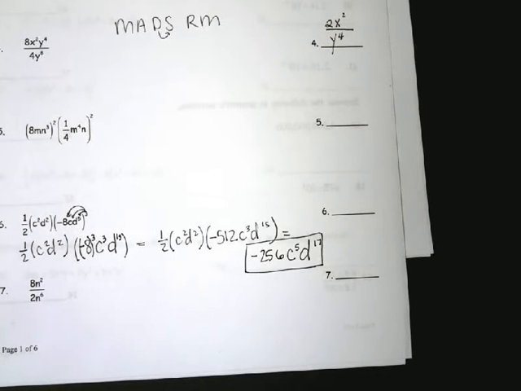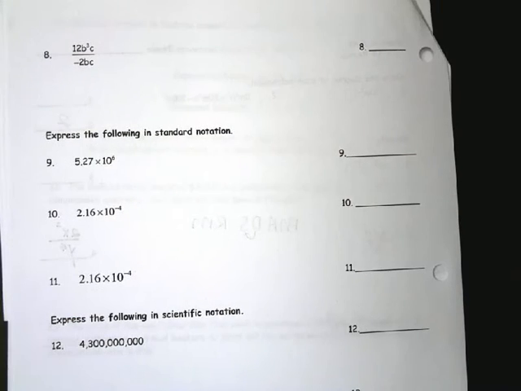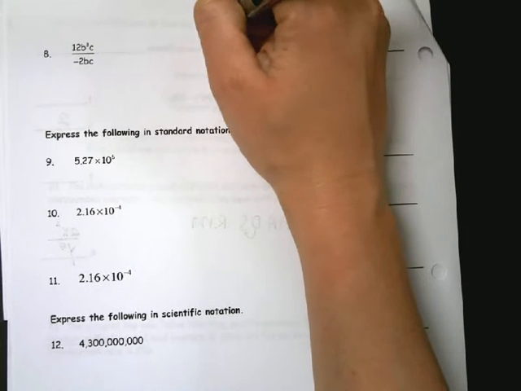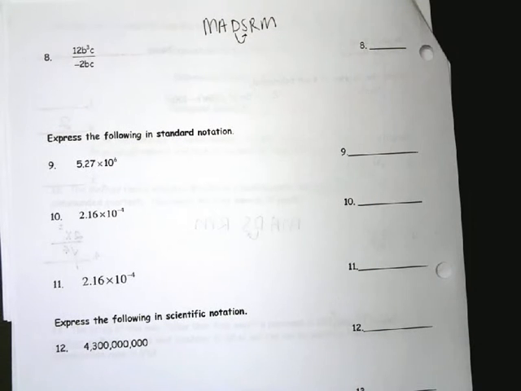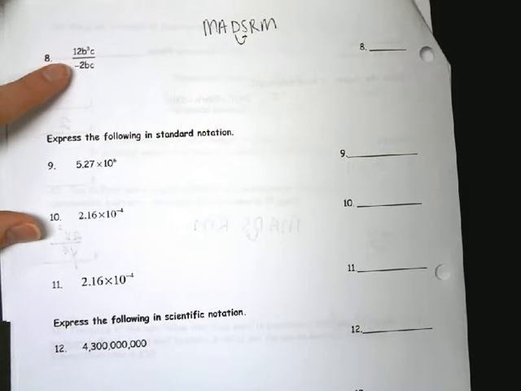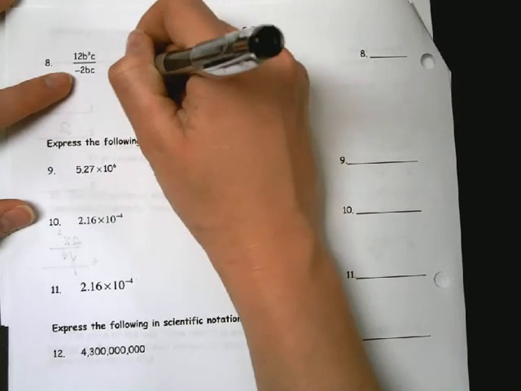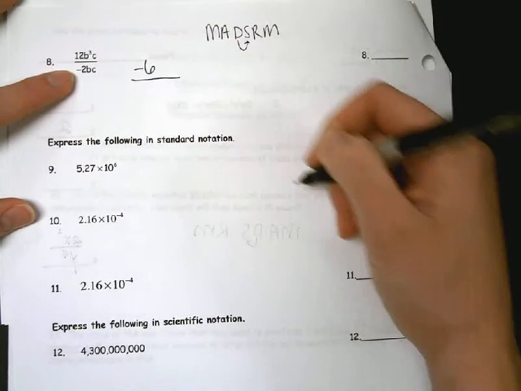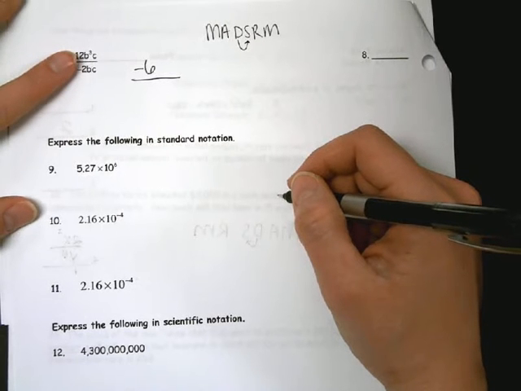for number 6. Moving on to number 8. Same thing here, we are just simplifying. We're dividing, so remember math's RM tells me that if I'm dividing, then I'm going to subtract my exponents. But remember that you treat your coefficients, those numbers in front, just like normal. 12 divided by negative 2 is negative 6, and it goes on top because there's more of the whole number on top.